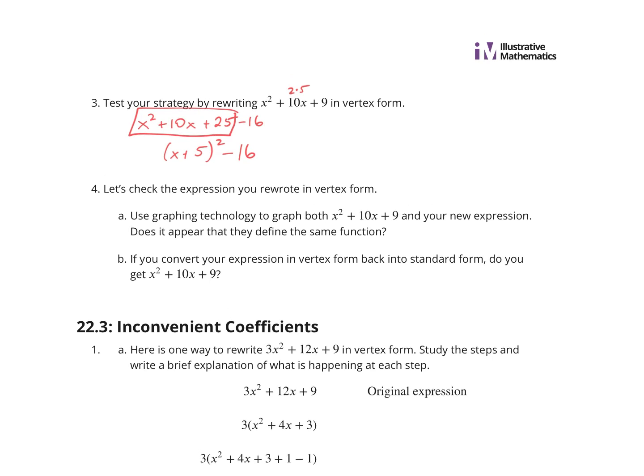So let's check the expression you rewrote in vertex form. Using your graphing technology, graph both the x squared plus 10x plus 9 and your new expression. Does it appear to define the same function? If you convert your expression in vertex form back to standard form, do you get x squared plus 10x plus 9? So go ahead, graph both the standard form and the vertex form that we got in question 3. Graph both of those and see if you come up with the same graph. And then also go ahead and try converting the expression we got for number 3 into standard form to make sure it works out.